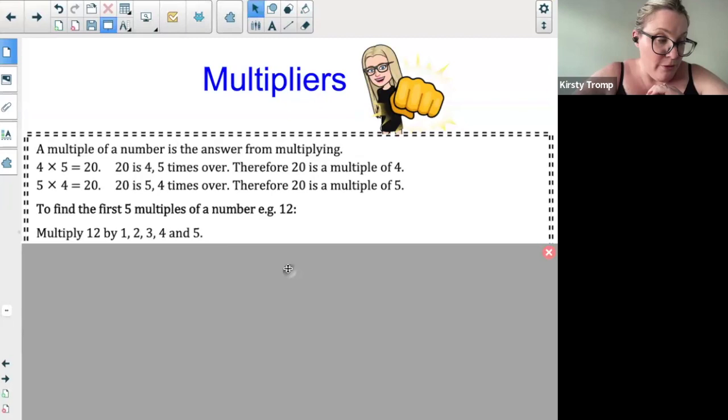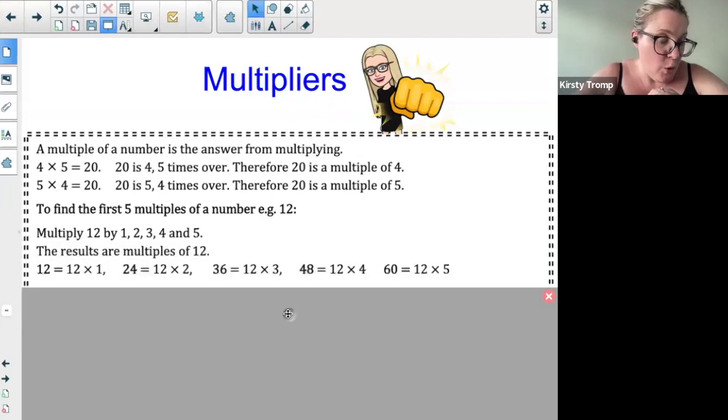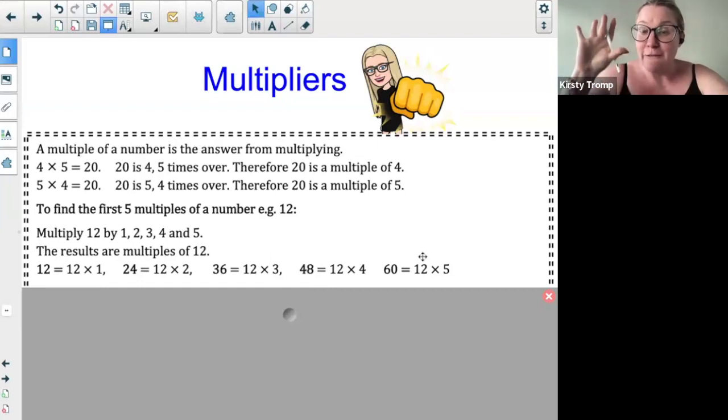1 times 12. So 1 times 12 gives me 12. 2 times 12 gives me 24. 3 times 12 gives me 36. 4 times 12 gives me 48. And 5 times 12 gives me 60. Okay, so in that way, I've now found the first 5 multiples of 12.